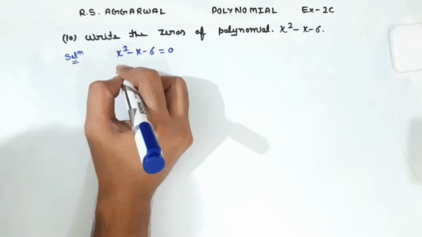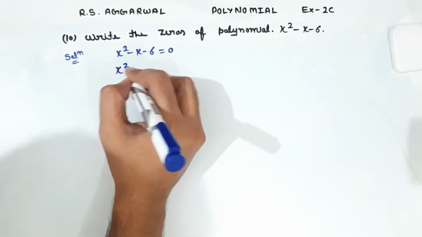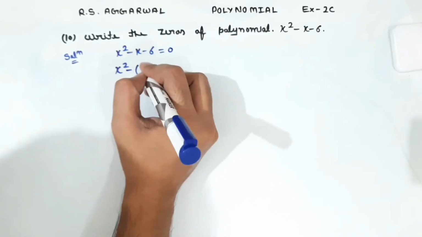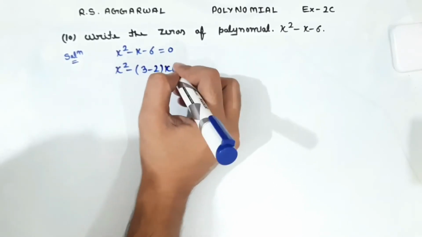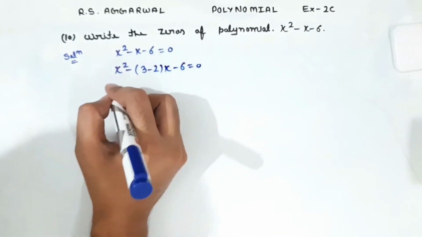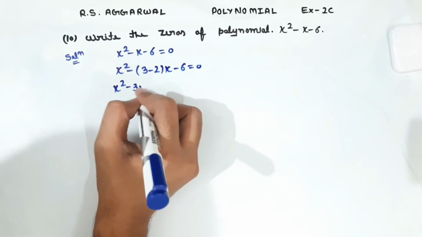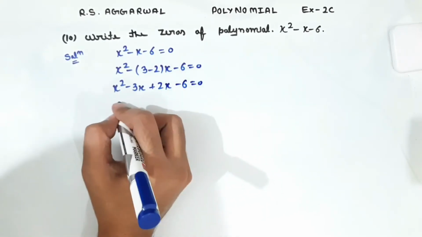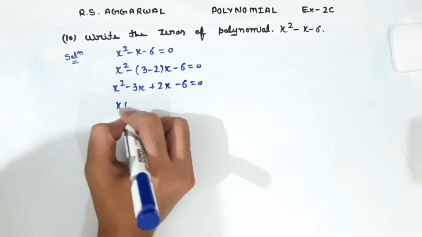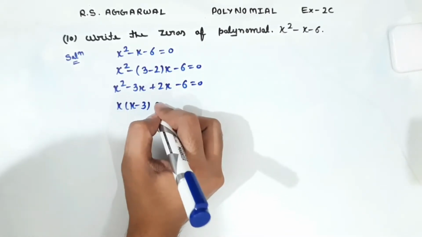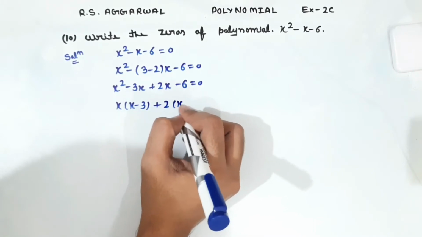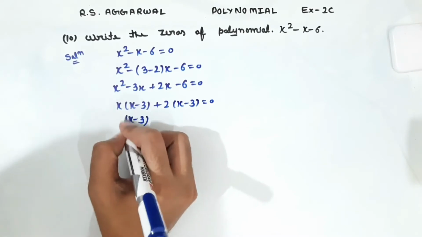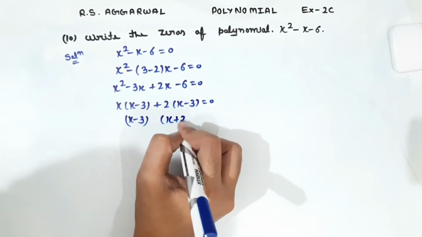So x square minus x minus 6. We have to find factors of 6 such that their difference is 1. So 3 and 2. So x square minus 3x plus 2x minus 6 equals to 0. From the first two terms x is common, x minus 3. From the last two terms 2 is common, x minus 3. So our factors will be x minus 3 and x plus 2.